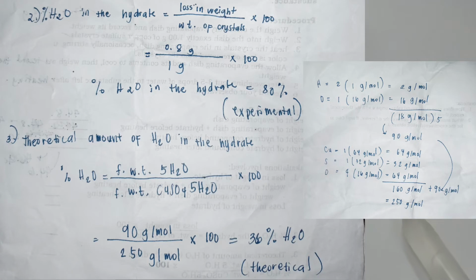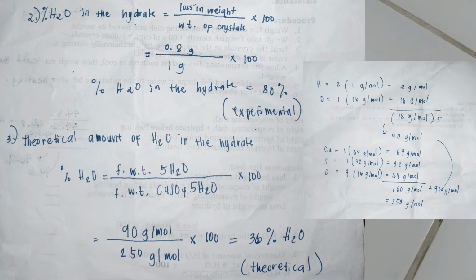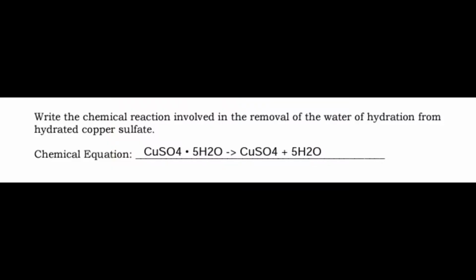Then we have the calculations involved. First is the loss in weight of hydrate. Second is the percent of H2O in hydrate. And lastly is the theoretical amount of H2O in the hydrate. So here is the chemical reaction involved in the removal of water of hydration from the hydrated copper sulfate.